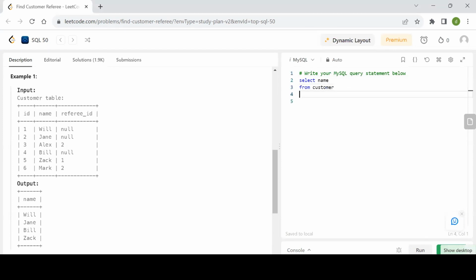Then comes our where clause. So from your understanding of the question, we have to give the name of those customers who were not referred by ID number 2. So we can simply say referee ID is not equal to 2, correct? Let's look at that. Let's do that.